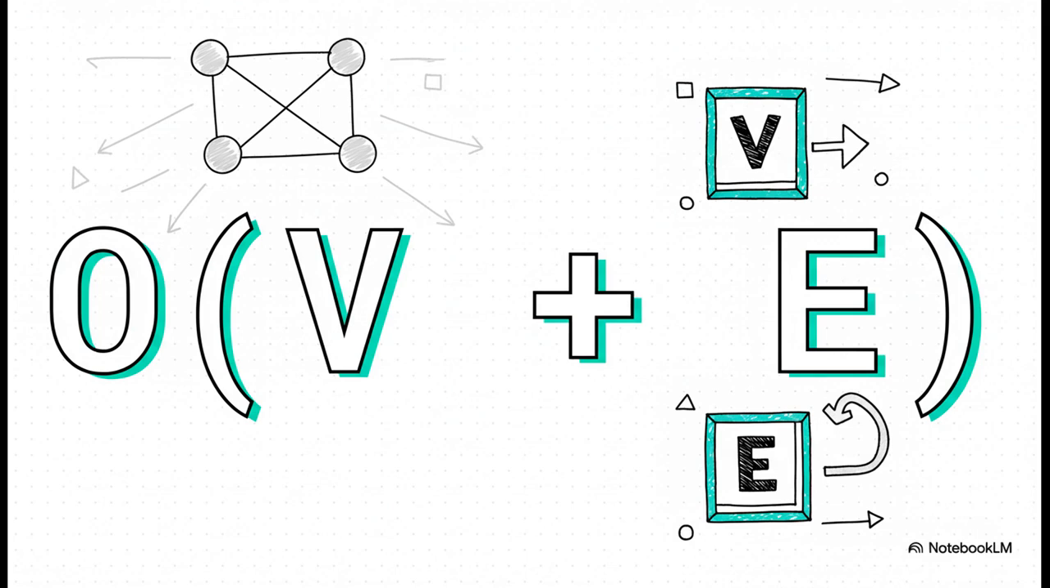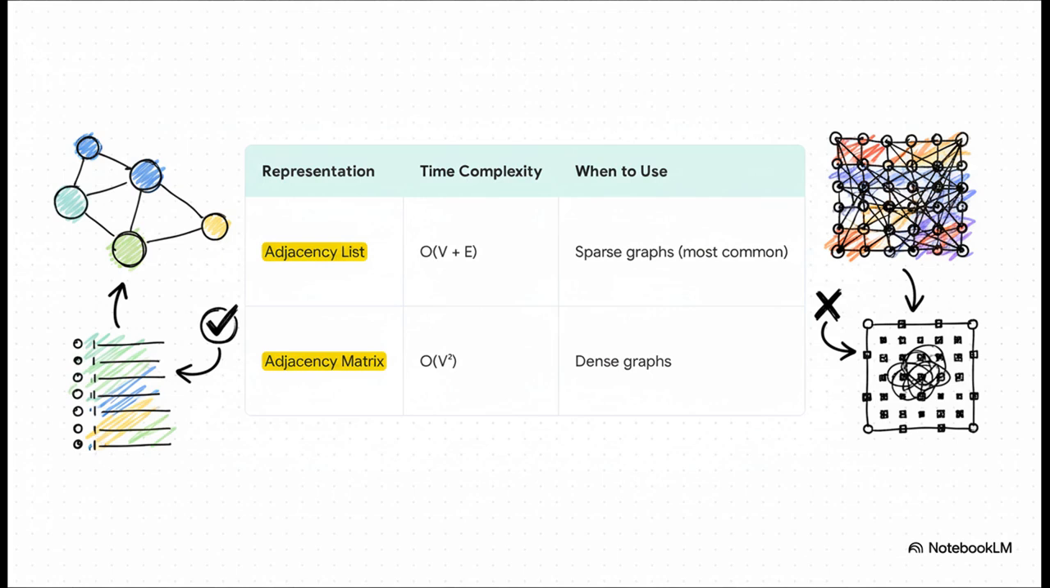And why is that? Because in a well-implemented BFS, every single vertex is put into the queue and taken out of the queue exactly once, and every single edge is looked at exactly once. You really can't get much more efficient. But here's a crucial detail. How you represent your graph matters a lot.